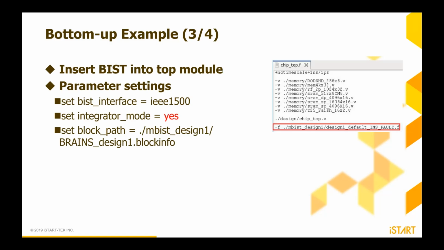The next step is maybe the final step. We will insert BIST into the top module. The parameter setting will be like this. We set the BIST interface, and in this one the integrator mode is different from the previous setting. This time we set it to yes, and we also need to set block pace to the design 1 block info file. If we specify this block info file, then the system top will combine design 1.